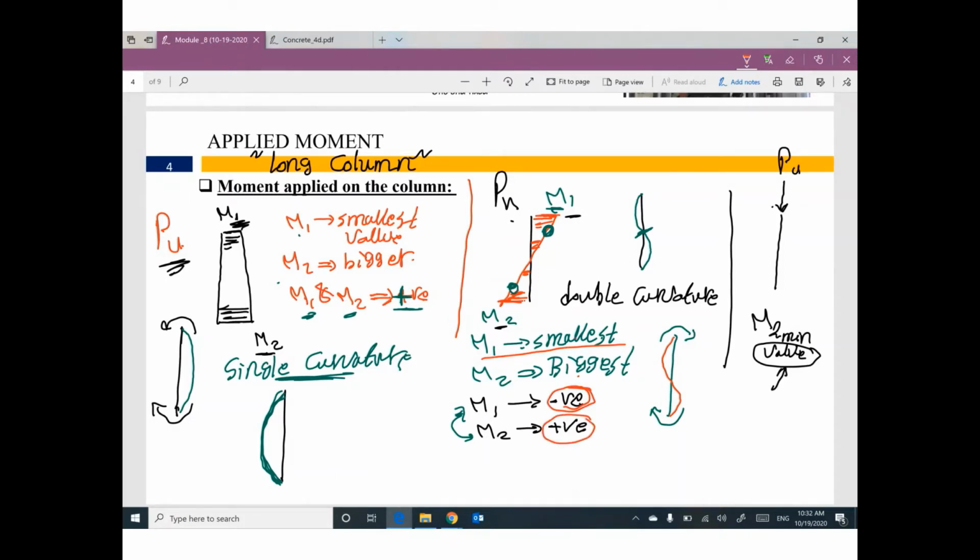If you have a column without moment, M1 equals 0, M2 equals 0, we have P ultimate, and this column is a longer column, we still have M2 minimum. We can figure this out. But we have to design for the minimum value. All of this stuff will be more clear, just wait a little bit. But until this moment, do you have any questions?